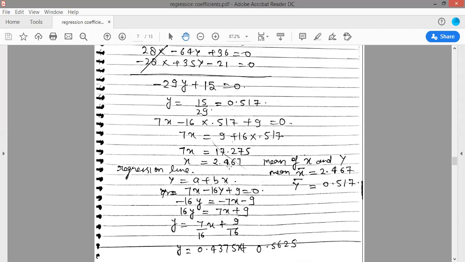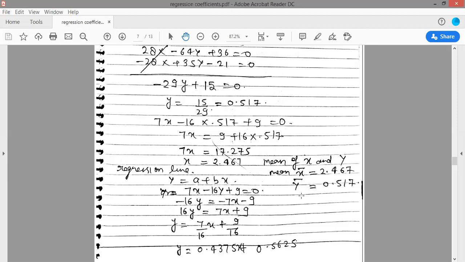Just put the value of y in any one of the equations, and you will get the value of x. So your x is this one. The means of x and y, that will be your x bar is equal to 2.467 and y bar is equal to 0.517. So these values will be your means, right?